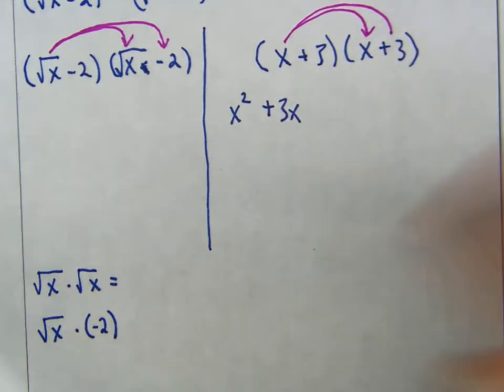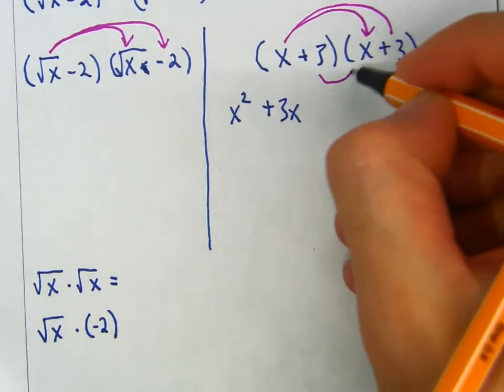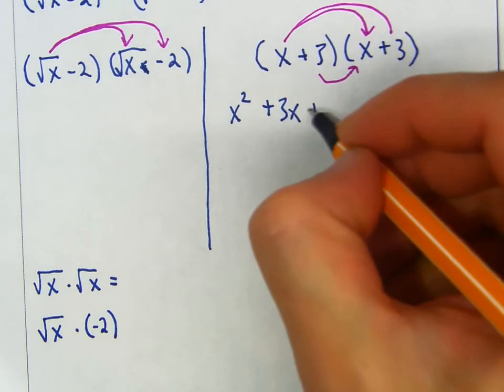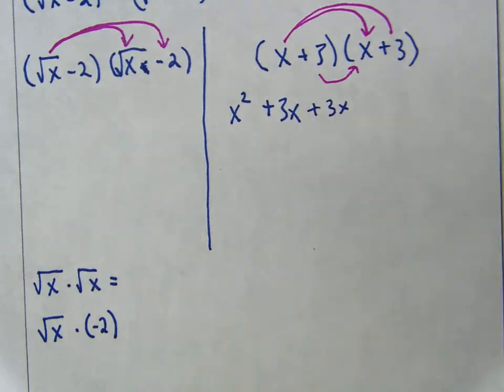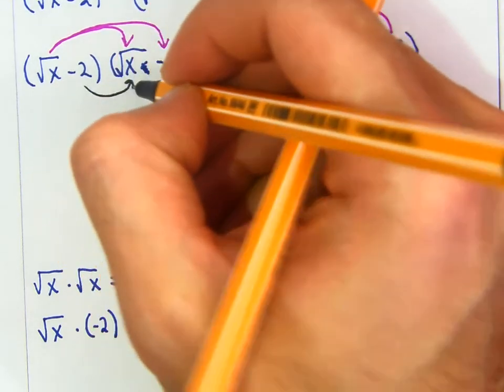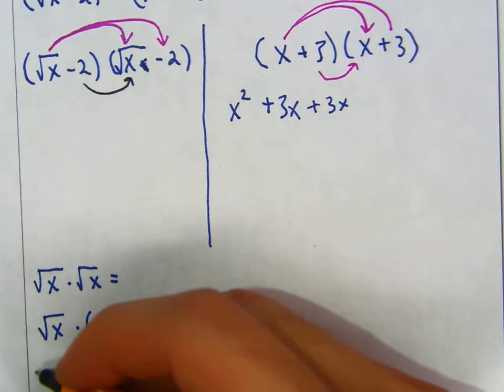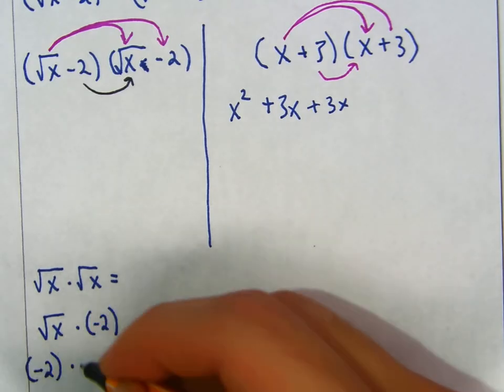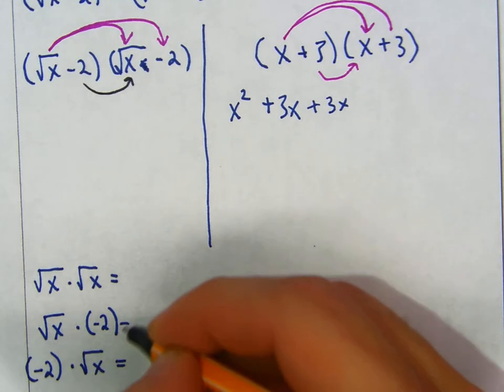That should be 3x. And then what do you do next? You do 3 times the x, right? So this should be 3x. And then what do you do here, right? What should the line be for here? This should be negative 2, right, times square root x, okay?